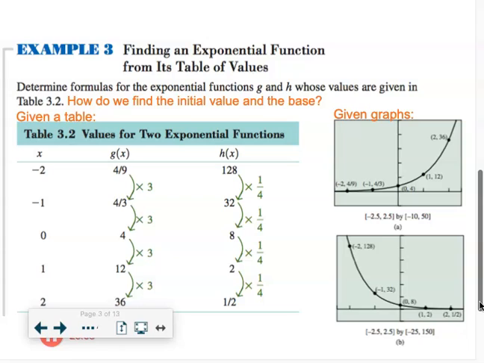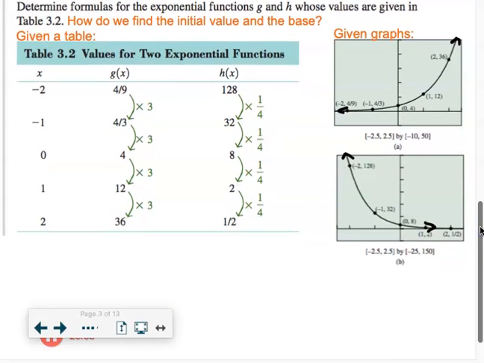So while we're at it, I want you to take a peek at these graphs. Because I hope that brings back some memories and you remember basic exponential growth and exponential decay. And that's what you dealt with back in Algebra 1. So we've got these tables of values, and this one is labeled g of x, and this one is labeled h of x. And our job is to figure out how this would be written.